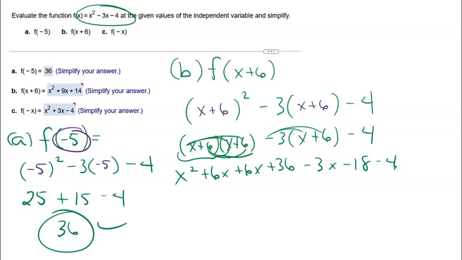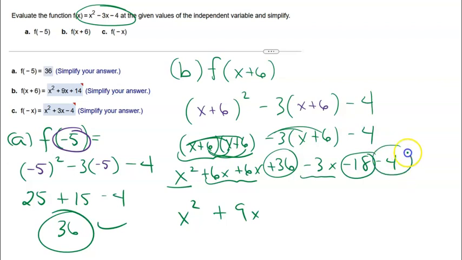So now I'm going to add like terms. There's not another x squared, so it just comes down. But right here, I've got 6x plus 6x and then minus 3x. So that's going to give me 9x. And then 36 subtract 18 is 18. Subtract 4 is going to be 14. Okay, and then none of this can be combined together.